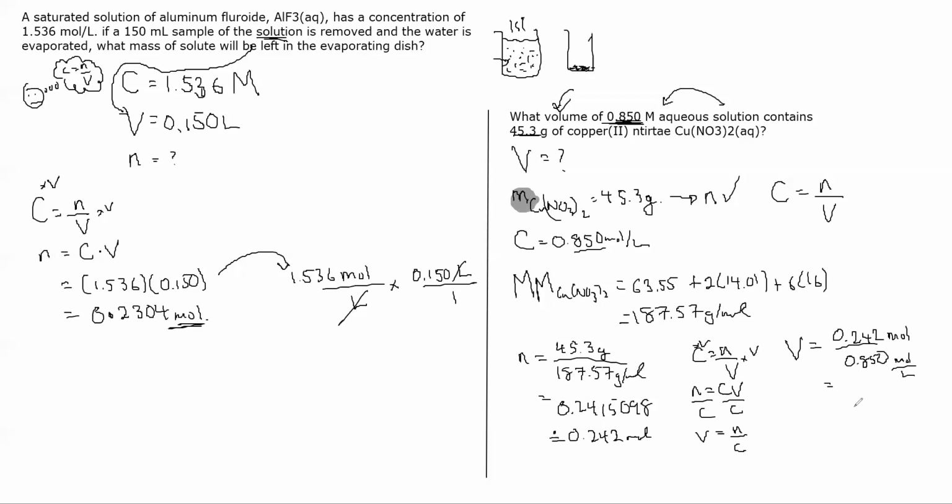And that gives us 0.2847285 liters. If I took this solution, and I know that I use 45.3 grams of copper nitrate, then I must have only had just over a cup of the solution available, 0.285 liters.